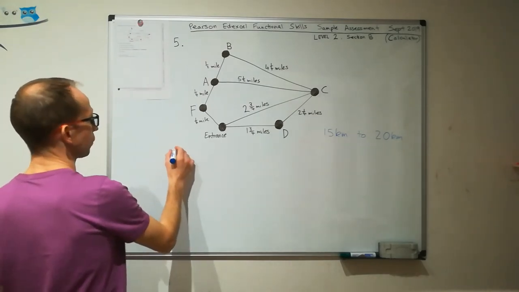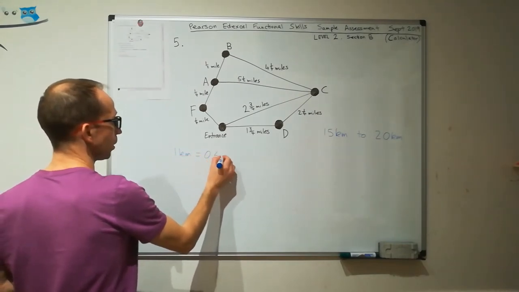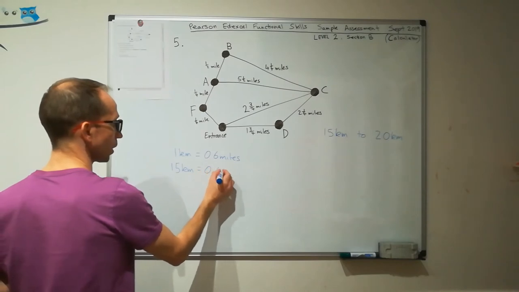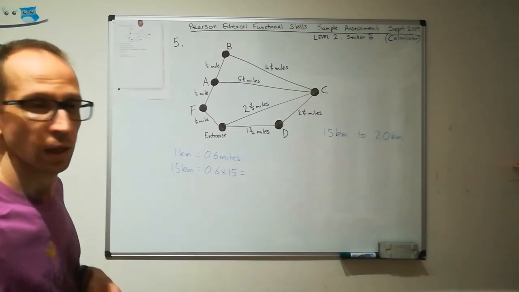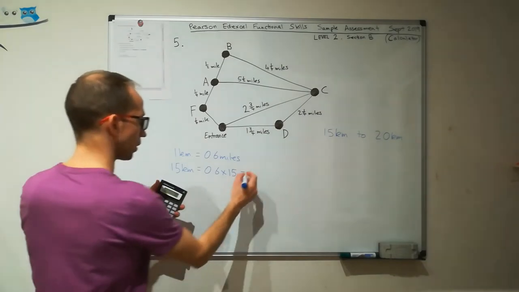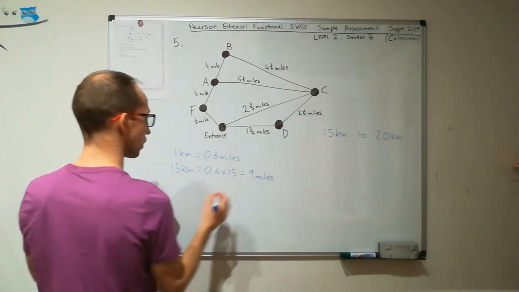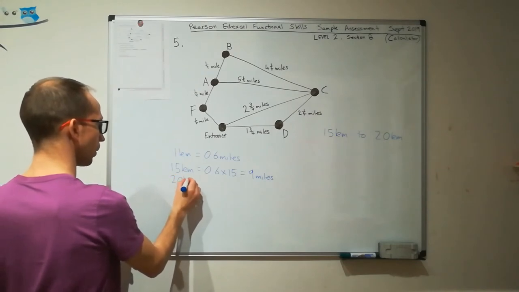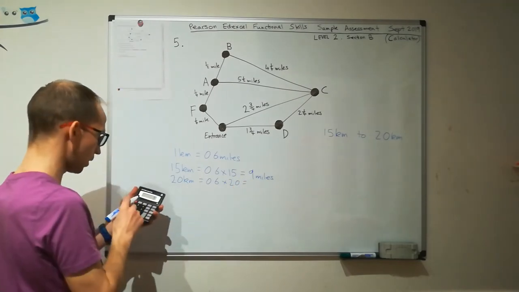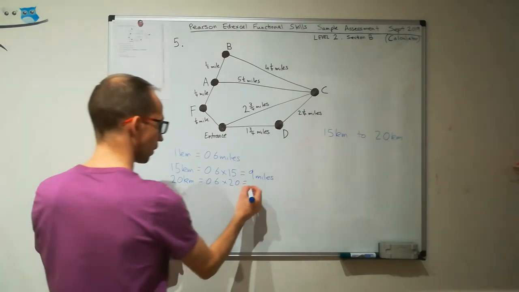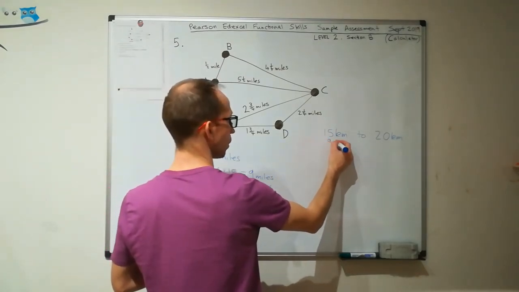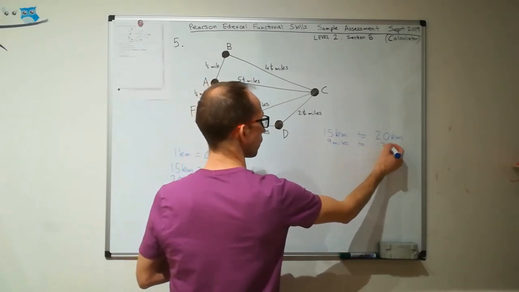So we're told that 1 kilometre equals 0.6 miles. So that means that 15 kilometres will be 0.6 times 15. I can use my calculator for this, or you can work it out in your head. That is fine. And that should give us 9 miles. We're then going to do the same with 20 kilometres: 0.6 times 20, and this gives us 12 miles. Okay, so I'm going to write that underneath. So this is 9 miles.